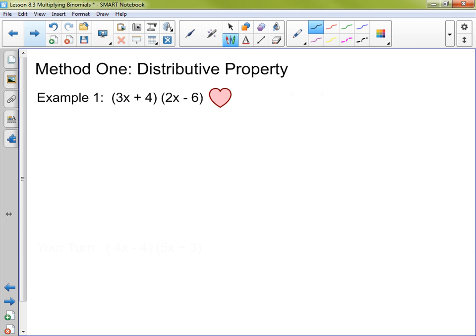Okay. So here in the first box on your paper in the upper left-hand corner, you're going to do method 1, and that's to use the distributive property. So write out this example, 3x plus 4, that's the first binomial, times 2x minus 6, that's the second binomial. The way it works is, if you use the distributive property, you're going to distribute the terms in the first binomial one at a time.